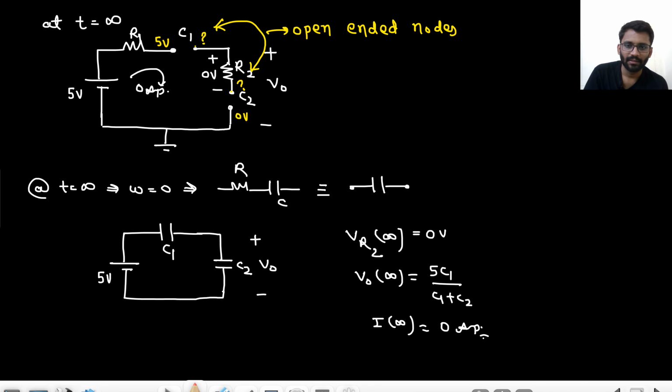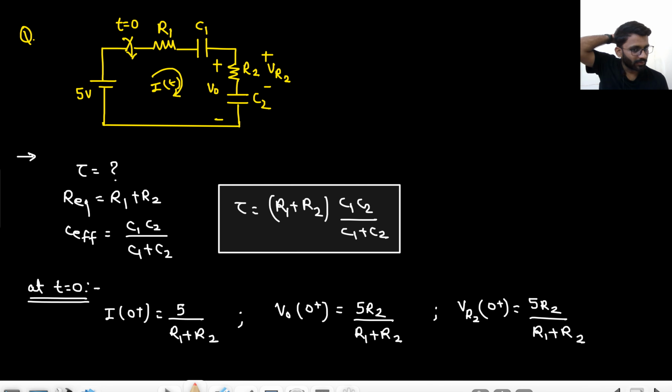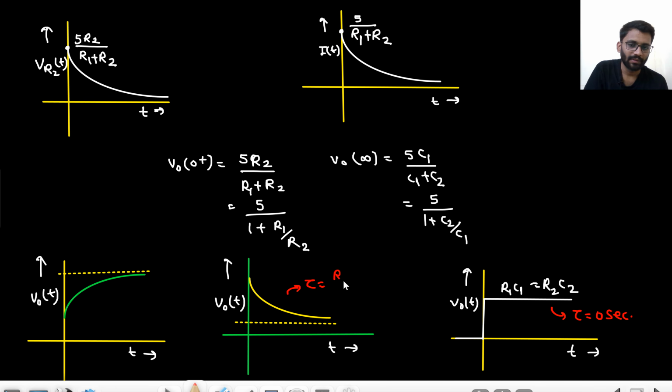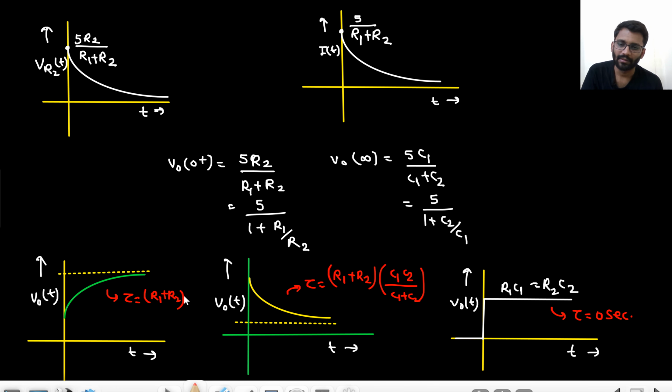That is R1 plus R2 into C1 C2 upon C1 plus C2. And here as well the time constant would be the same, R1 plus R2 into C1 C2 upon C1 plus C2.